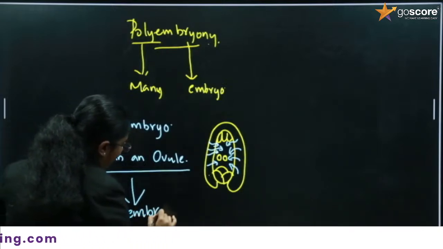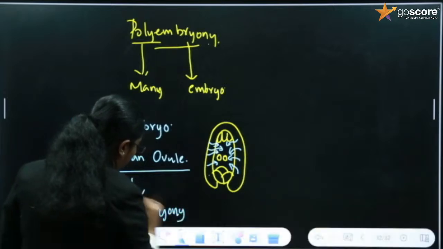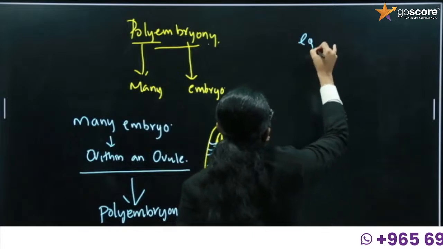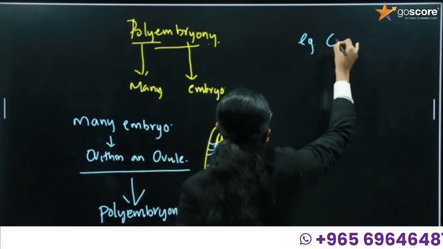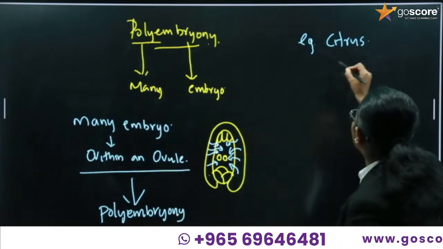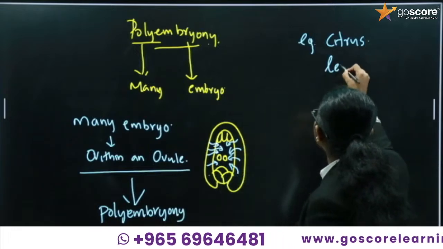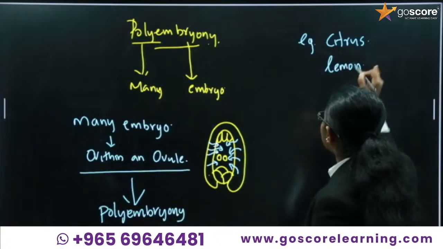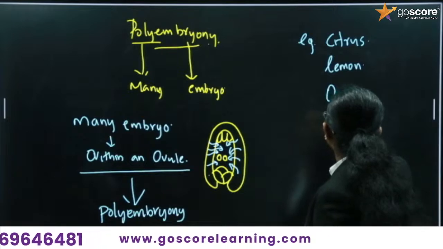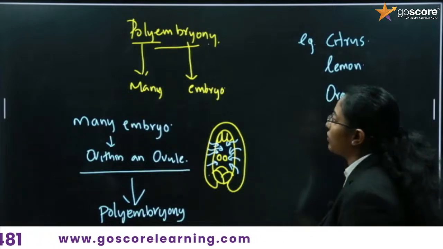Where can you find polyembryony? Can you give an example for polyembryony? It's a common example. Citrus is an example for polyembryony. Lemon belongs to the citrus family, right? Lemon is an example. Orange is an example for polyembryony.